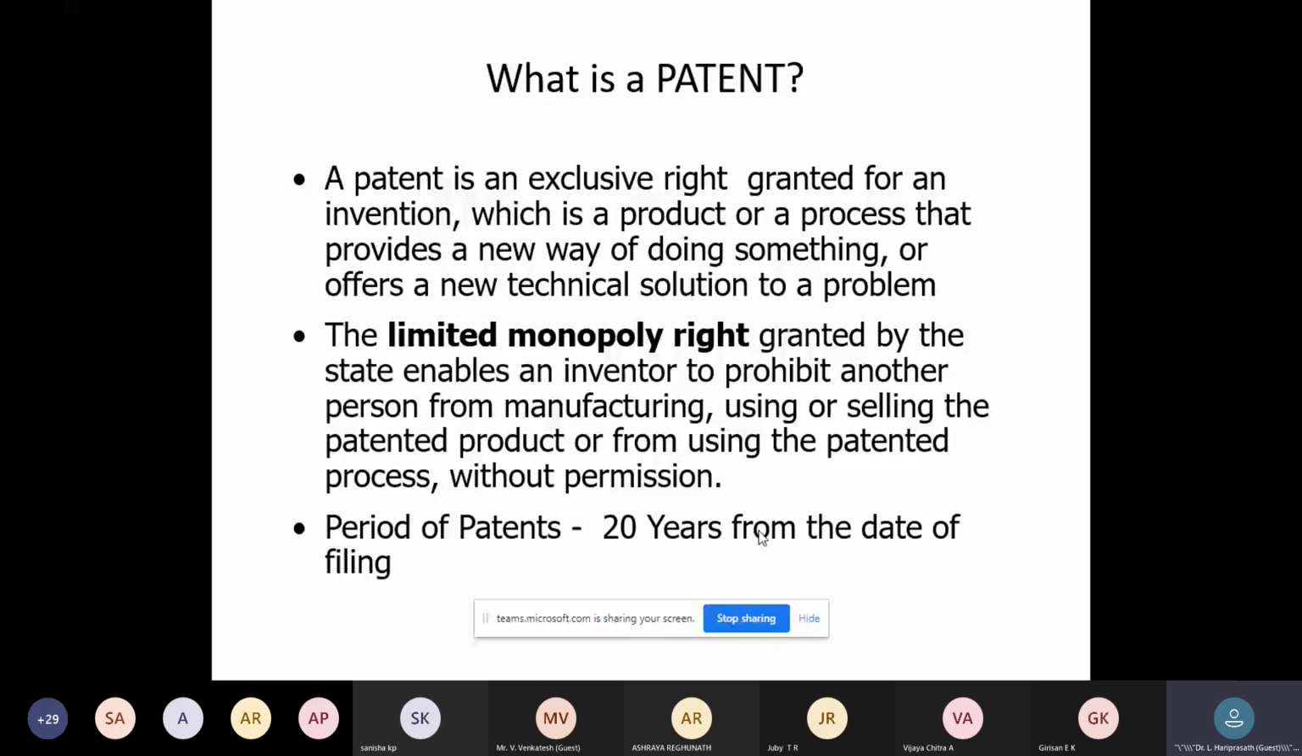From the time of your filing till the grant, it will take almost 4 to 5 years for your patent to get granted. So already you would have lost 4 to 5 years from your 20 year tenure. So for another 15 years, you will have the rights to enjoy your patent.